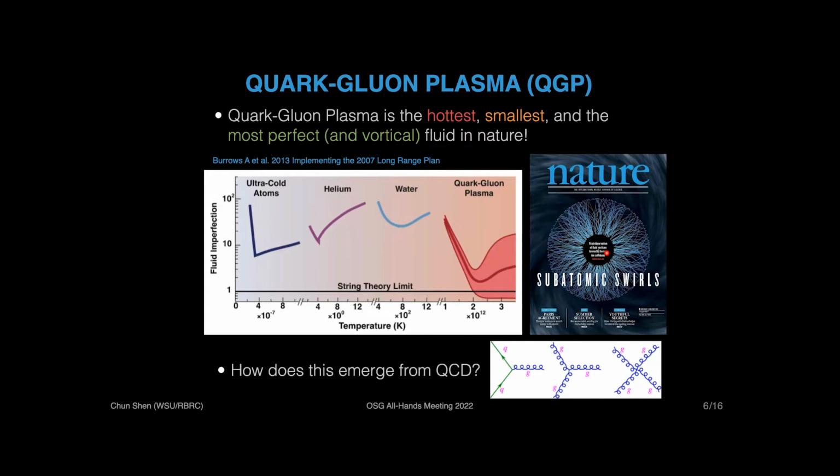Lately, this fluid is also found to carry very large angular momentum when two nuclei collide with each other, which means that the vorticity, or local rotation of the fluid, is enormous. This is also the most vortical fluid in nature.